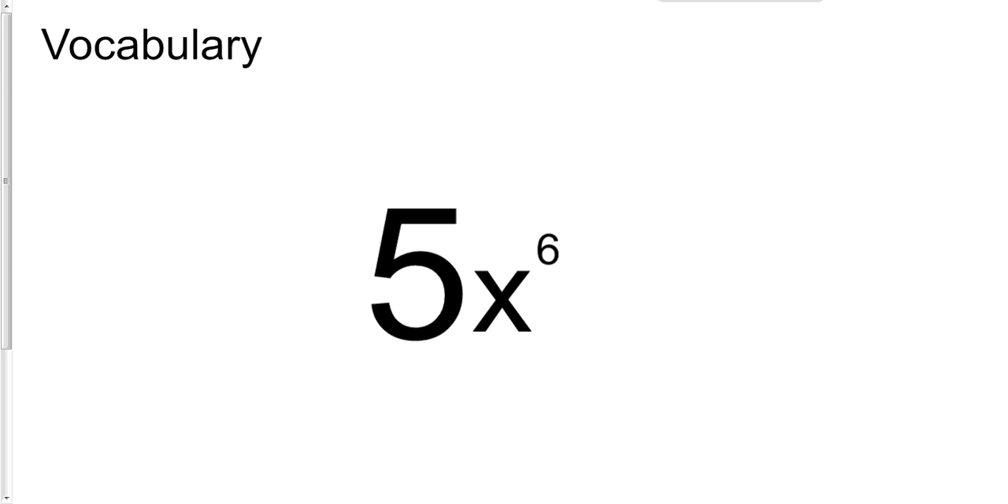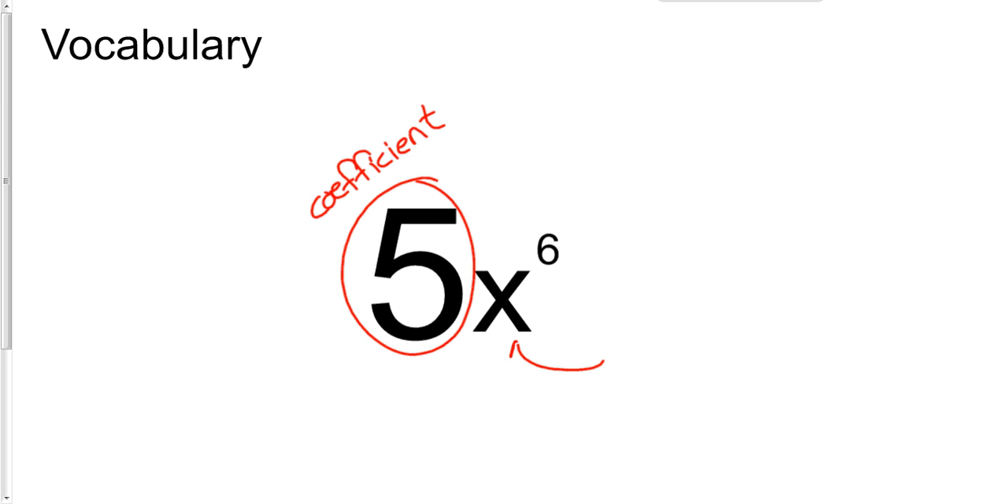Just a couple vocabulary terms. First off, this 5 is what we call a coefficient. The x is called a base, since it is being raised to an exponent. So if you hear me refer to things like coefficients, bases, and exponents, these refer back to this page, and this is what I'm talking about.